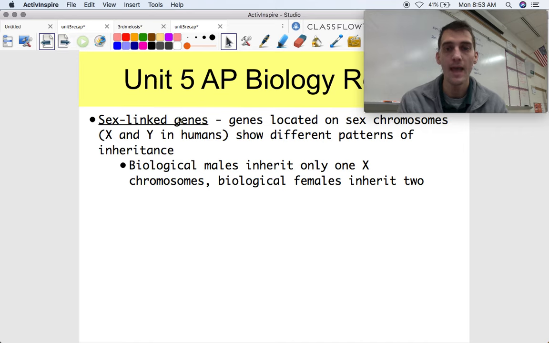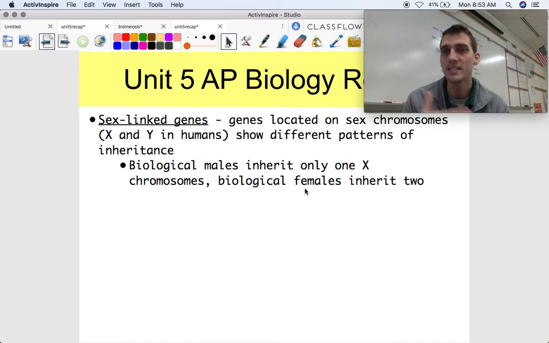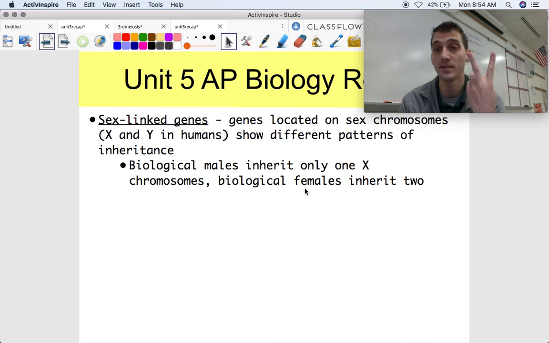There you go. And I didn't have a picture here, but sex-linked genes, genes located on sex chromosomes, show different patterns. Biological males inherit only one X chromosome. Biological females inherit 2. Therefore, an X-linked recessive disease, or an X-linked recessive trait, for example, is only going to be inherited by females if they have 2 copies of the recessive trait, but by males if there's only 1 copy.